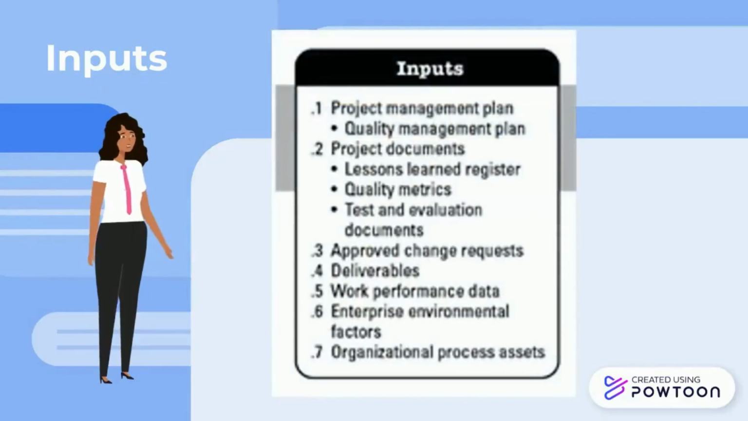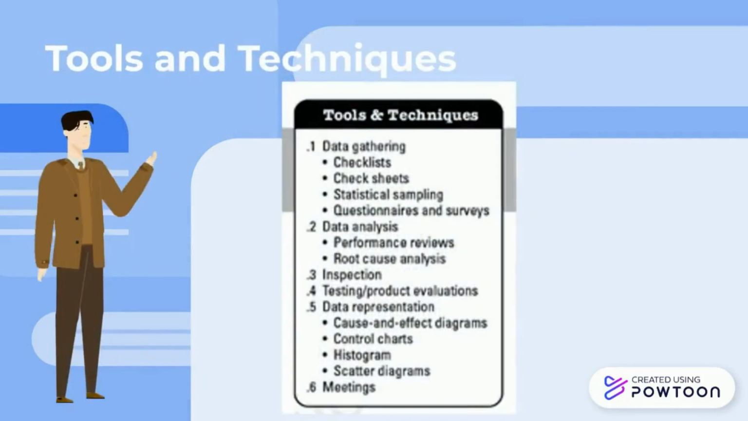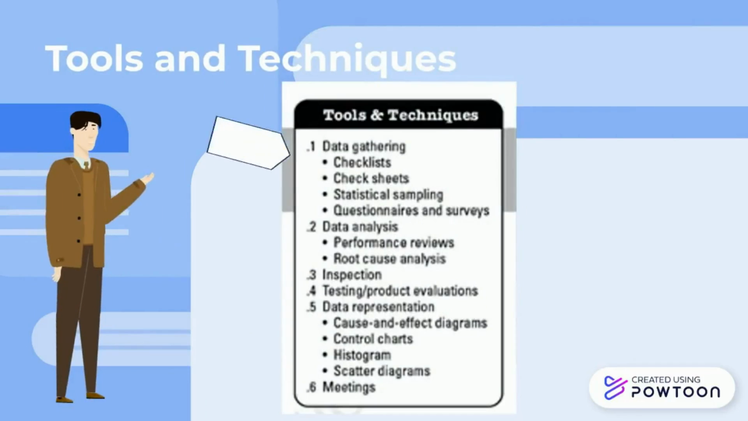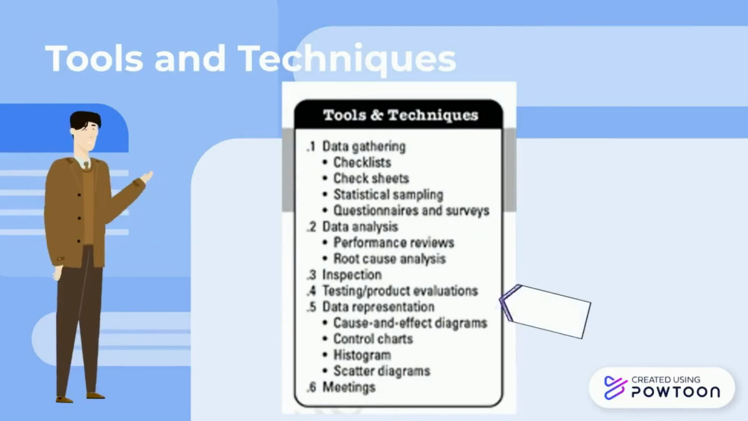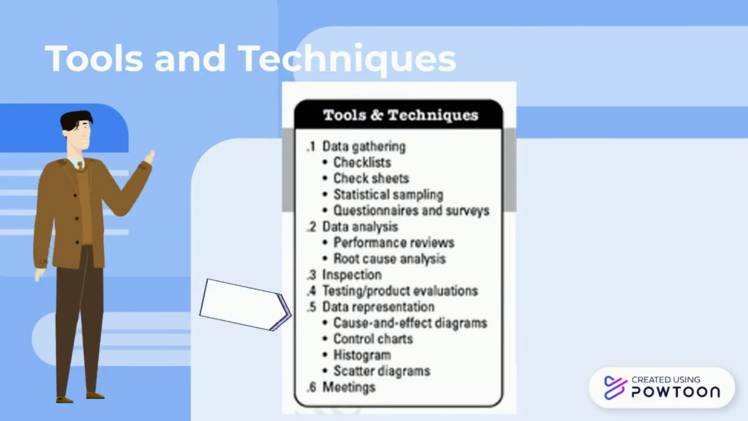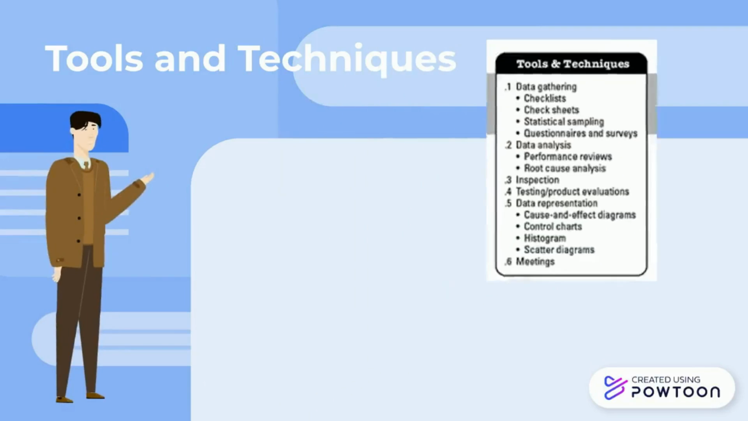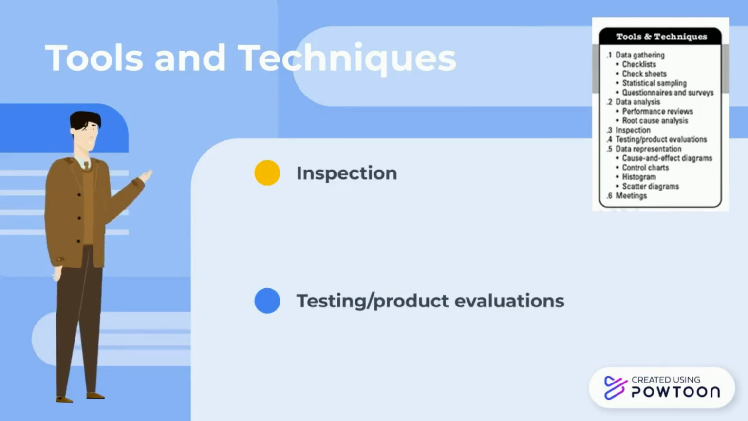There are many inputs involved in this process, as you can see here, and some of these inputs are very similar to the ones we've seen in other processes. Moving on to tools and techniques for control quality. This consists of data gathering, data analysis, inspection, testing or product evaluations, data representation, and meetings. Some of the tools and techniques are very common in business. We will take a deeper look into inspection and testing or product evaluations.